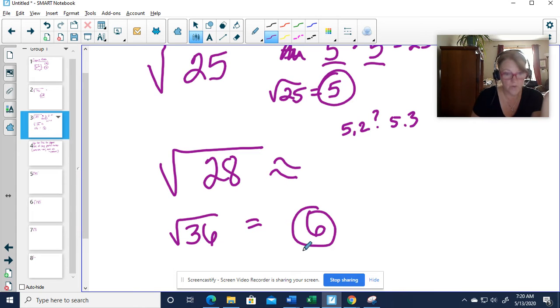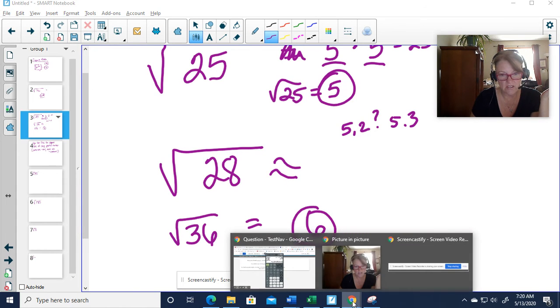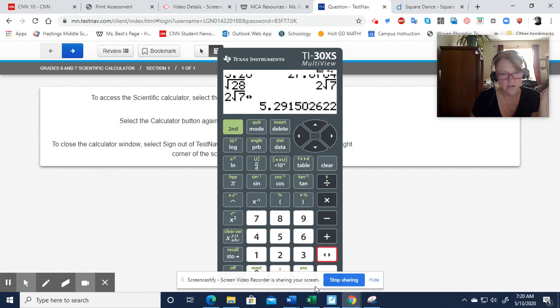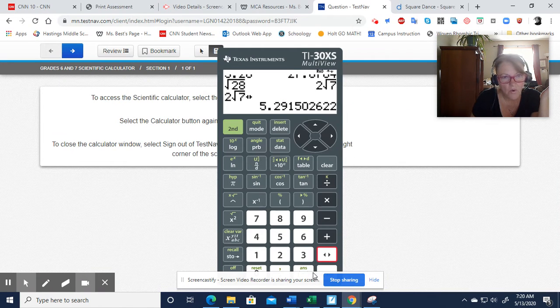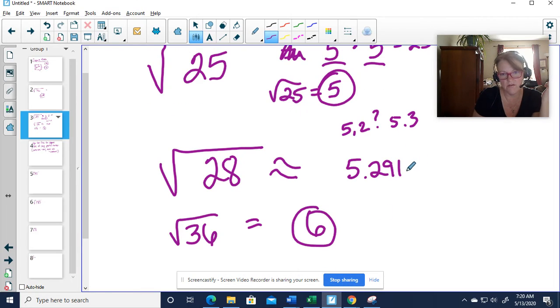All right, so we just said the decimal approximation looks like this. 5.2915, blah, blah, blah, 5.2915. So notice I'm using approximately 5.291. Okay, what was it, 150? Oh, Lord, I can't even remember. 1502622.